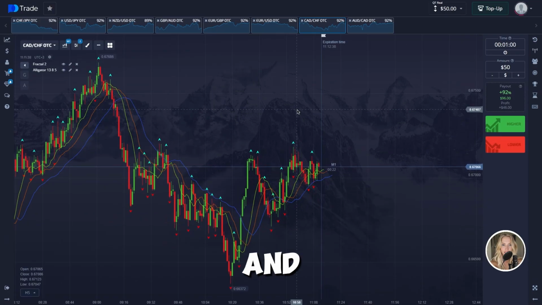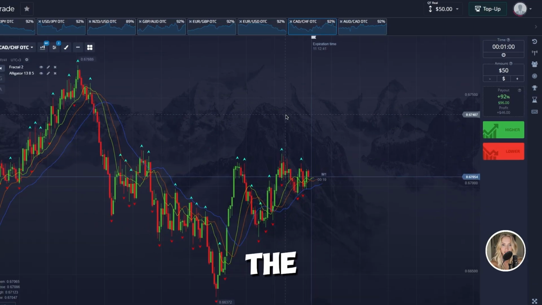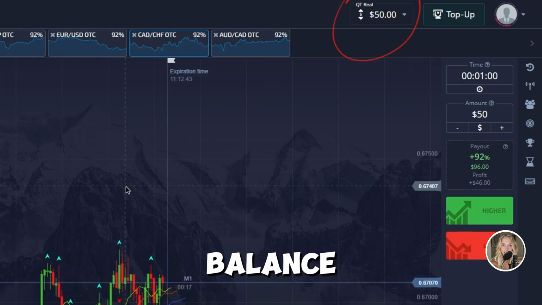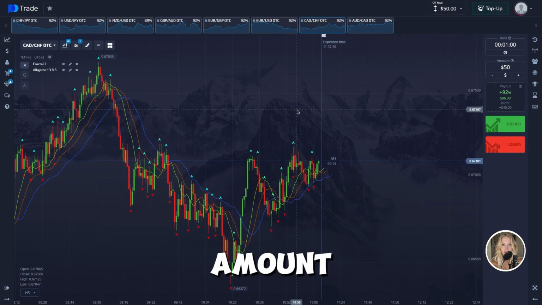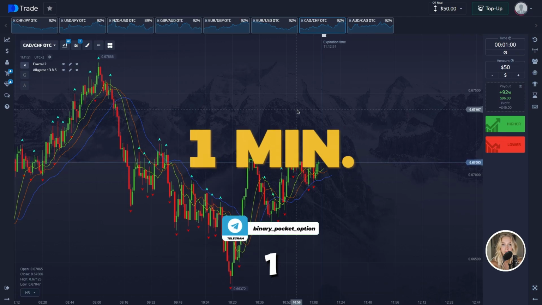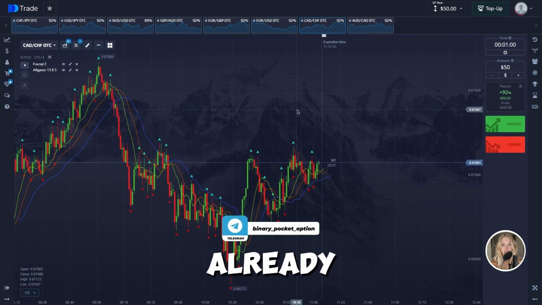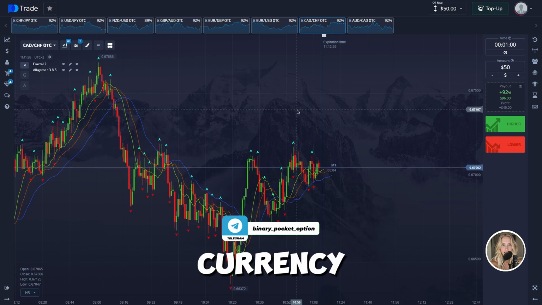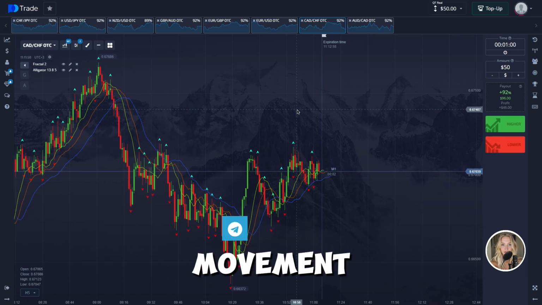So, you and I are at the broker. You can see the amount of $50 on my balance sheet, and it is from this amount that we will disperse our deposit today. We will open transactions on a 1-minute time frame, and I have already selected and analyzed all currency pairs with the most optimal movement pattern.